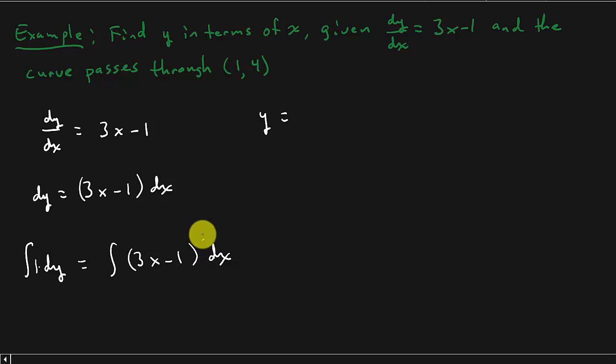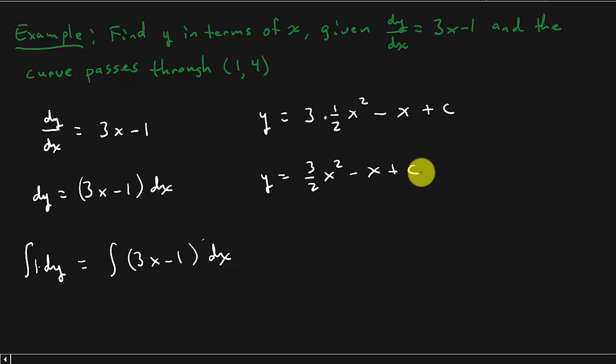Okay? So the antiderivative of 3x, there's the 3, add 1 to the exponent, and then multiply by the reciprocal, minus, and then the antiderivative of 1 is x plus c. And so I get y equals 3/2 x squared minus x plus c.